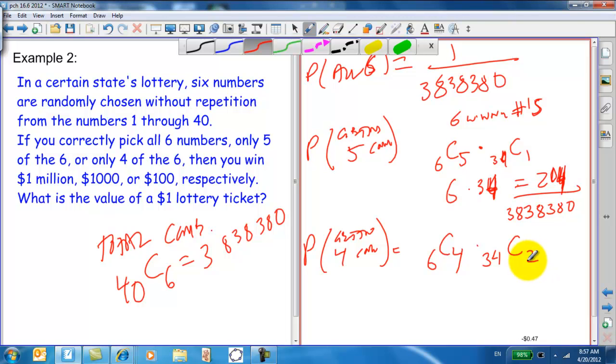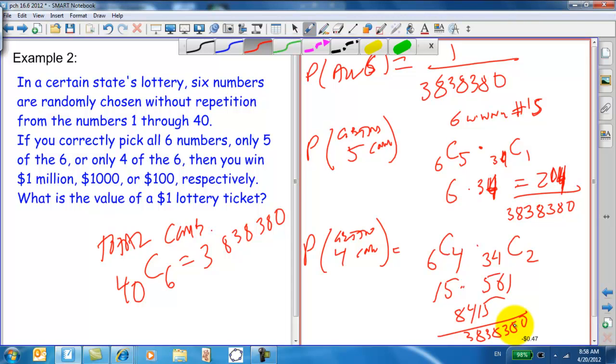Now 6C4 times 34C2. 6C4 works out to be 15. 34C2 works out to be 561. So we take 561 times 15, and we get 8415. So the chance is really going up out of 3,838,380.